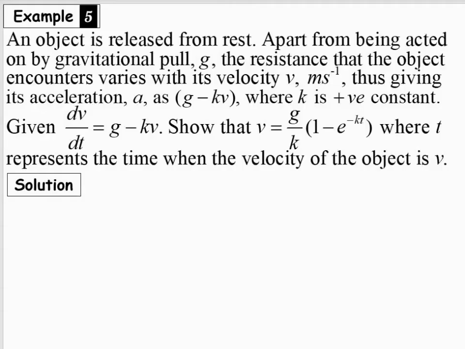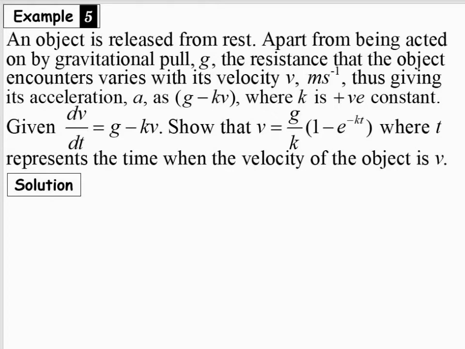Now let's do example 4. An object is released from rest. Apart from being acted upon by gravitational pull, g, the resistance the object encounters varies with its velocity, thus giving its acceleration as g minus kv, where k is a positive constant. Given that dv/dt equals g minus kv, show that v equals g over k, 1 minus e to the power of negative kt, where t represents the time when the velocity of the object is v.